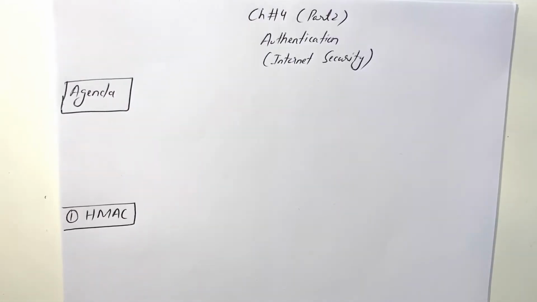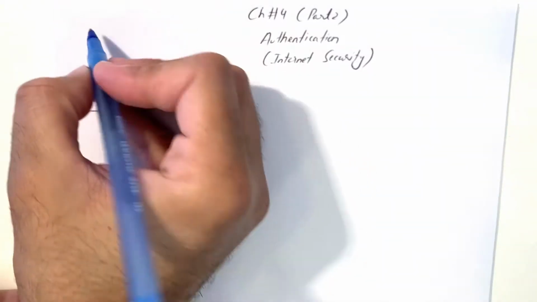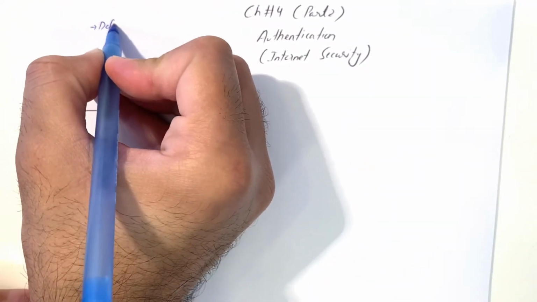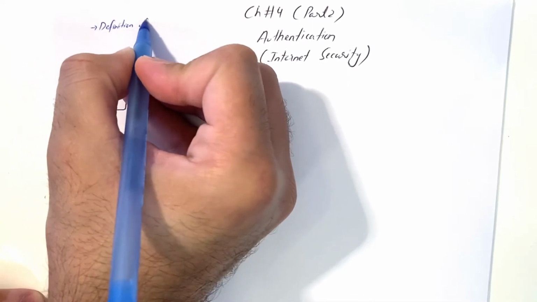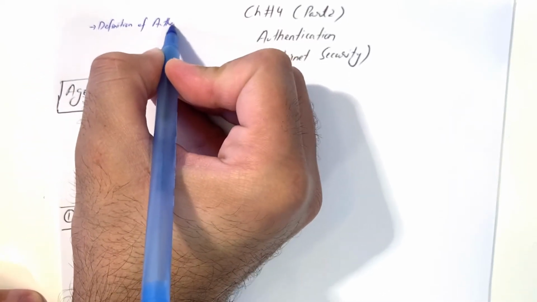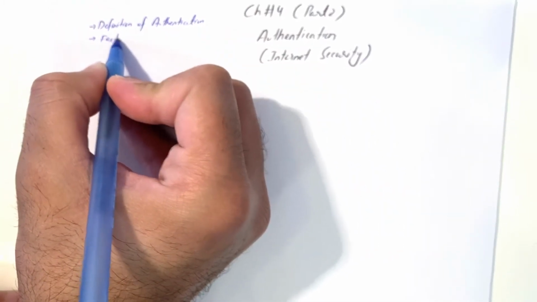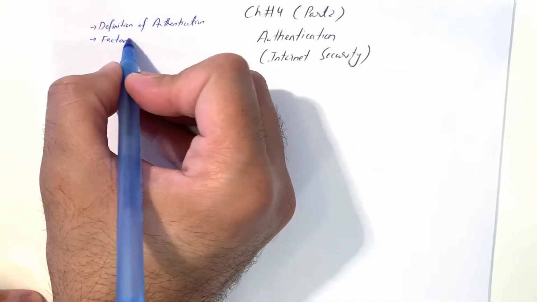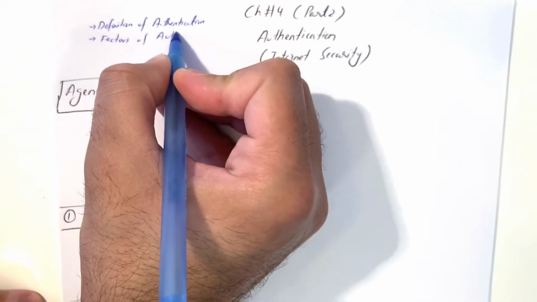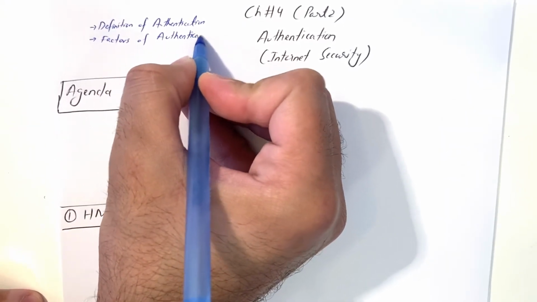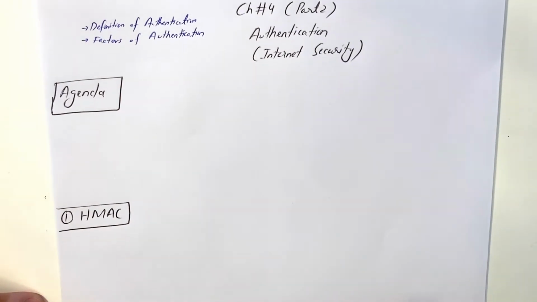Hello everyone. In this video we will discuss chapter number 4 part 2. If you remember, in part 1 we discussed the definition of authentication. We discussed what authentication basically is, and we also discussed factors of authentication, like application layer authentication. And if you remember, we discussed 5 factors of authentication through which we can perform authentication.